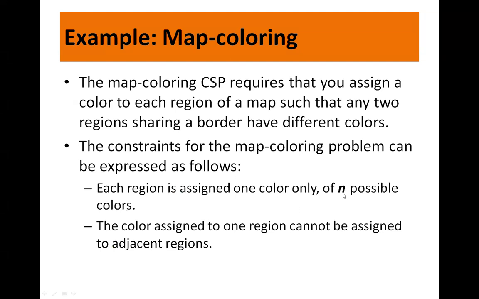You are given a set of domain. This n is nothing but the domain, 1 to n, right? From these, you have to assign a color to the regions x1 to xn. But each region can be assigned only one color. Fine. The color assigned to one region cannot be assigned to an adjacent region. The same thing we saw just now in the graph. Two nodes which are adjacent to each other cannot have the same color. Similarly, here, two regions which are adjacent to each other cannot have the same color.